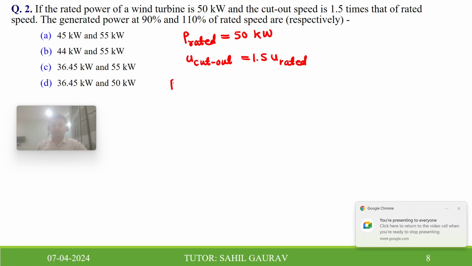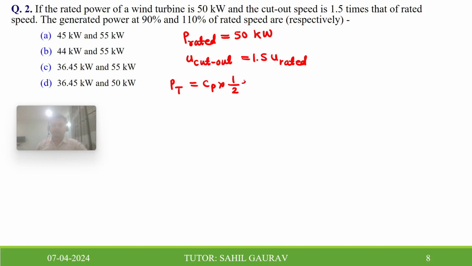Since we know that the power extracted by the wind turbine is PT equal to CP into P naught, and P naught is half rho A U naught cube, we can see that the power extracted by the wind turbine is directly proportional to the cube of wind speed. The rated power is given as 50 kilowatt, so you can write that 50 kilowatt is being produced at this U naught.